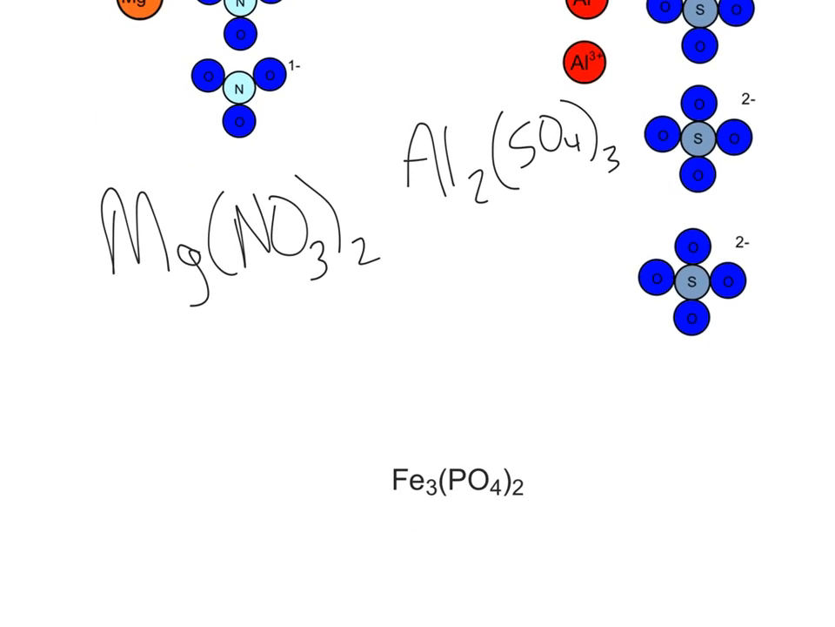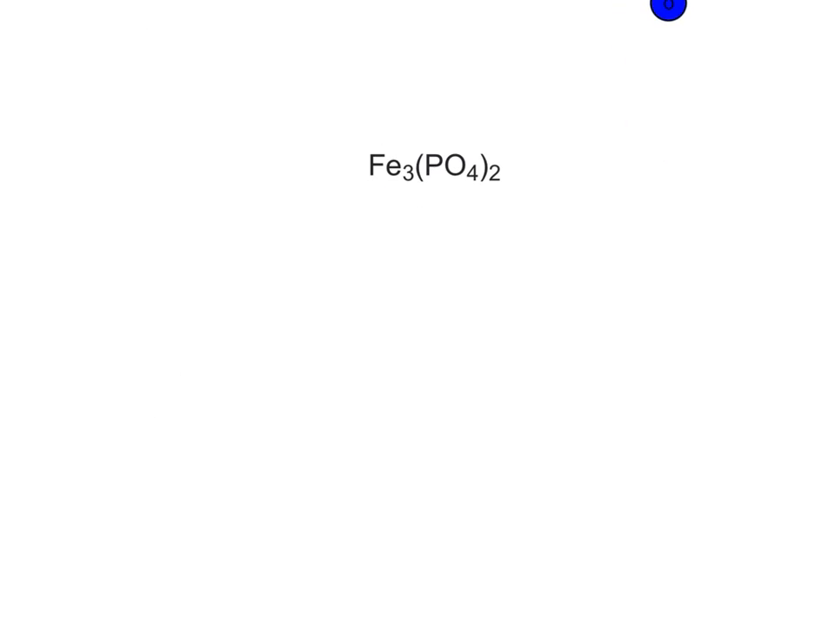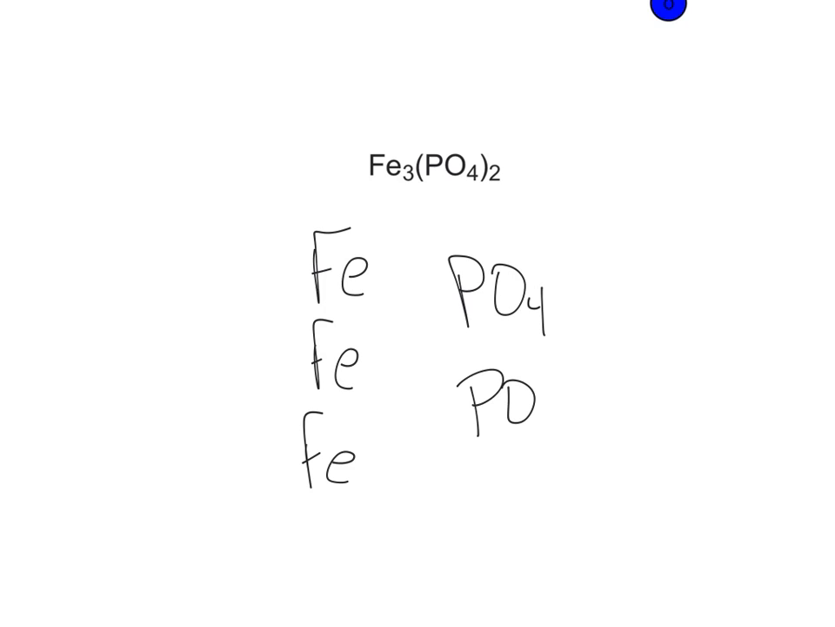Let's try working backwards from a formula to a name. This particular compound contains 3 Fe ions and 2 PO4 ions. If I check the chart on the top of the page, I'll notice that this is the phosphate ion, and it has a charge of -3, which tells me that each of the irons is a 2+ charge, and this compound is named iron 2 phosphate.